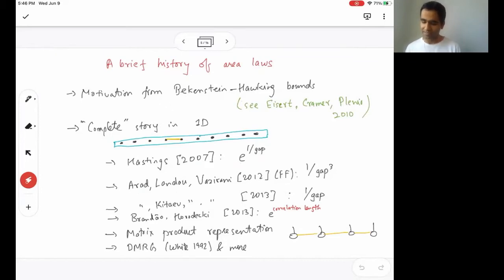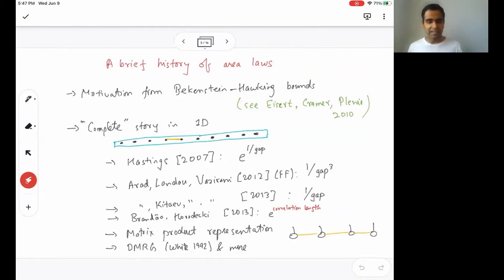So I thought to mention this result. Then Arad, Kitaev, Landau, and Vazirani, one year later, improved the general result to 1 over gap, essentially exponentially improving over Hastings' result. It is believed that this is tight, but there are no examples yet. Independently, Brandão and Horodecki gave a different proof of Hastings' result by arguing that any state with exponential decay of correlations satisfies an area law. Because the correlation length is usually 1 over gap, this result reproduces Hastings' work.